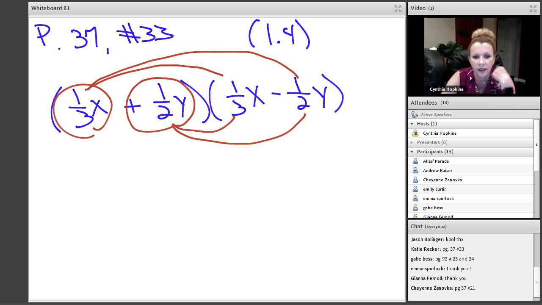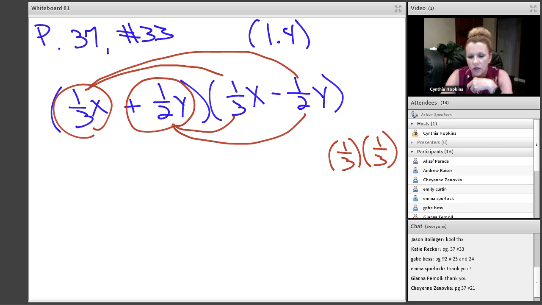Okay, so my 1/3 x times my 1/3 x. When you multiply a fraction times a fraction, you just multiply straight across the numerator. That's 1 times 1 is 1, and then my 3 times 3 in the denominator is 9. So you just get 1/9, and then my x times x, I'm going to say my property again. I'm multiplying like bases, so you keep the same base and you add the exponents. I get 1/9 x squared.